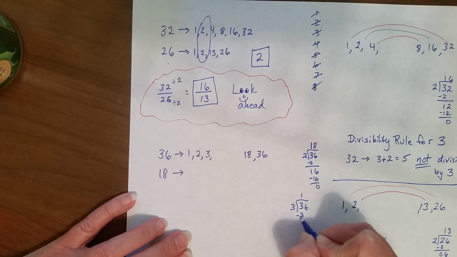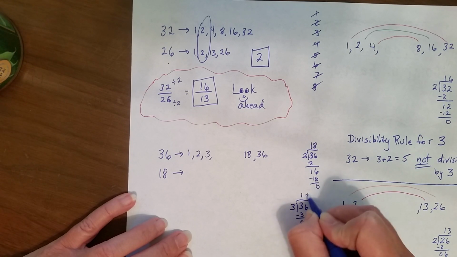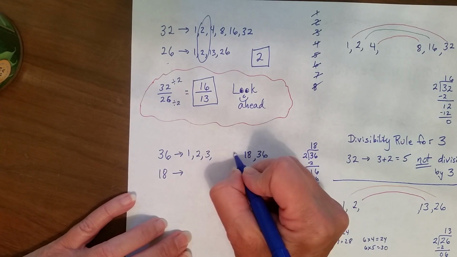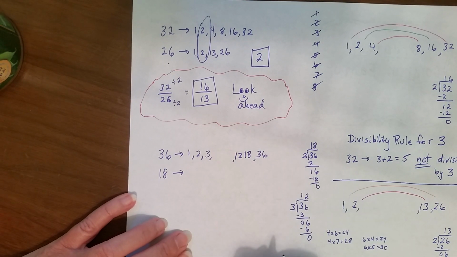3 times 1 is 3. Subtract, you get 0. Bring down the 6. 3 times 2 is 6. So when I subtract, I get 0 remainder. So yeah, 3 times 12 is 36.